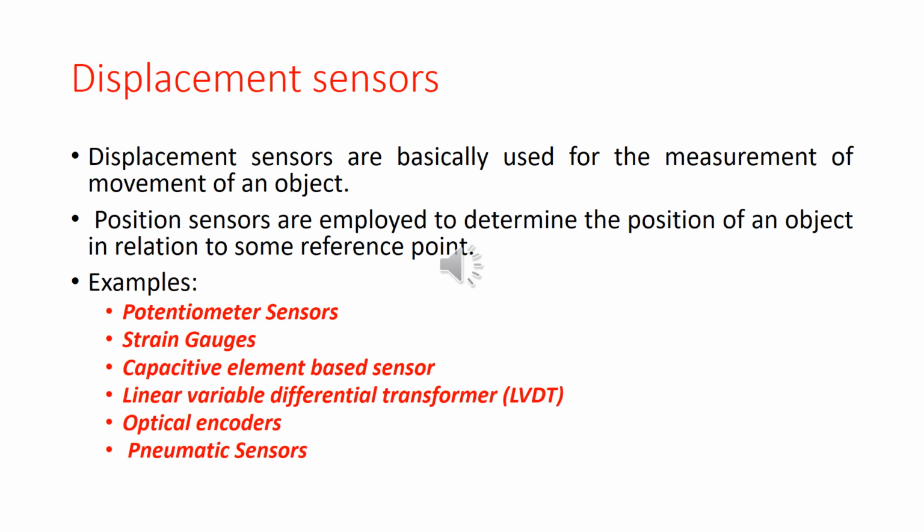These are basically displacement sensors, which are used for the measurement of movement of an object, and the position sensors determine the position of an object considering a reference point. Some examples of displacement sensors are potentiometer, strain gauges, capacitive element based sensor, linear variable differential transformer that is LVDT, optical encoders and pneumatic sensors.